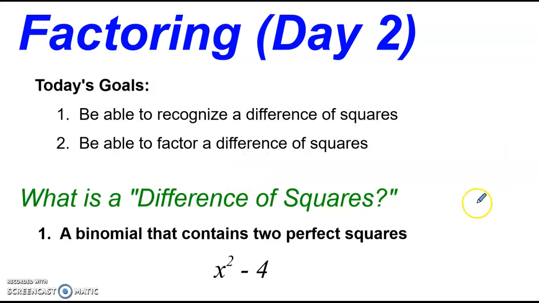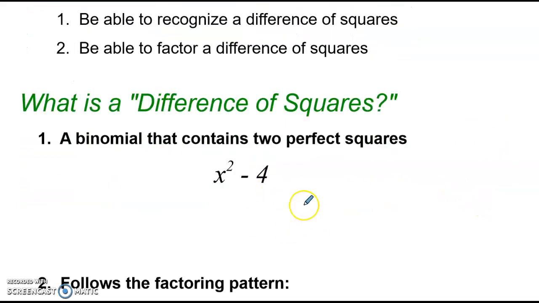Now, let's look at our first example here, because this is a great, simple example of what a difference of squares is. x squared minus 4. This binomial is an example of a difference of squares. And that's really what a difference of squares typically is. It's a binomial, so it's a two-term polynomial that contains two perfect squares.